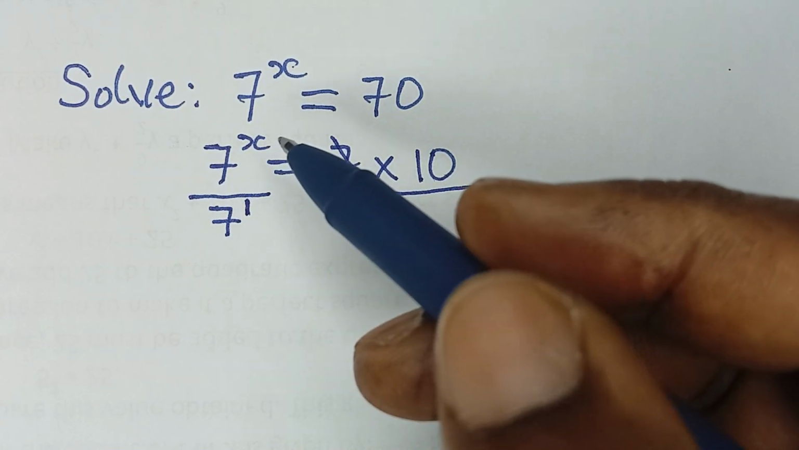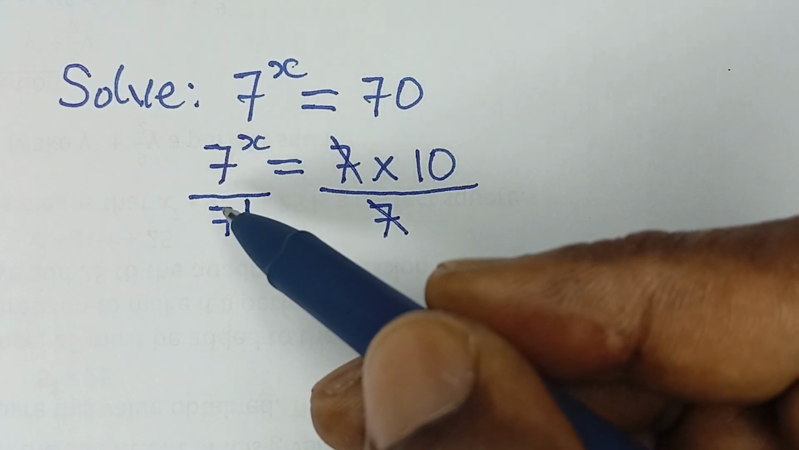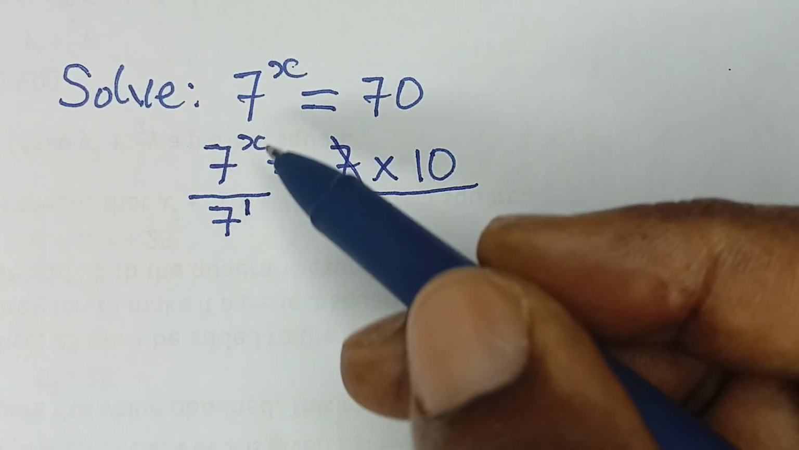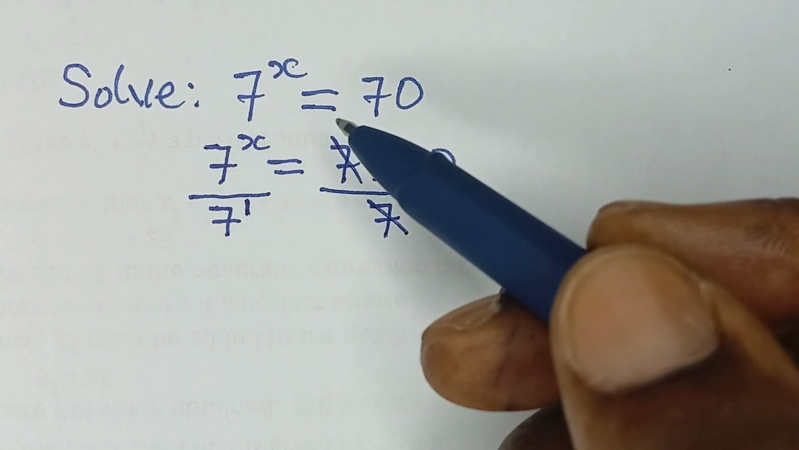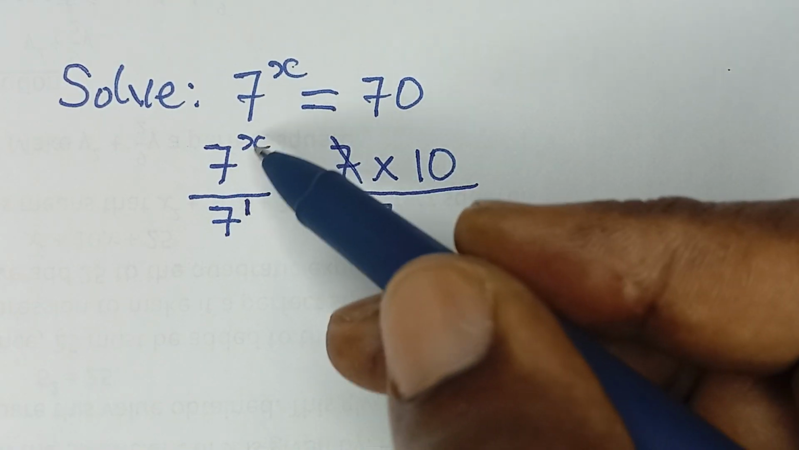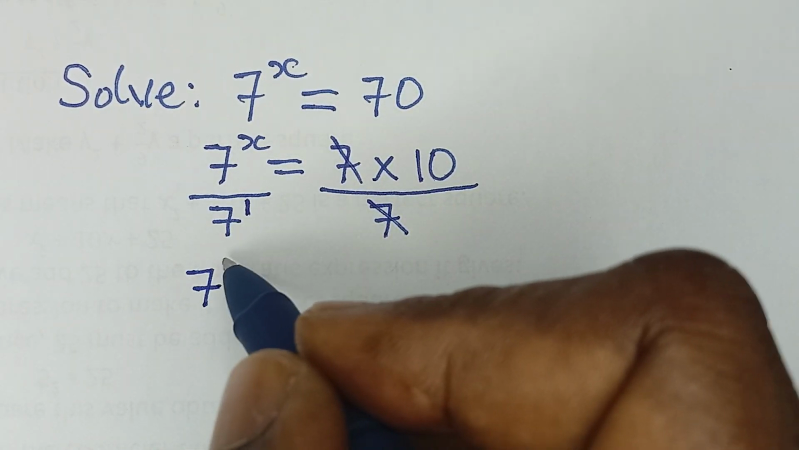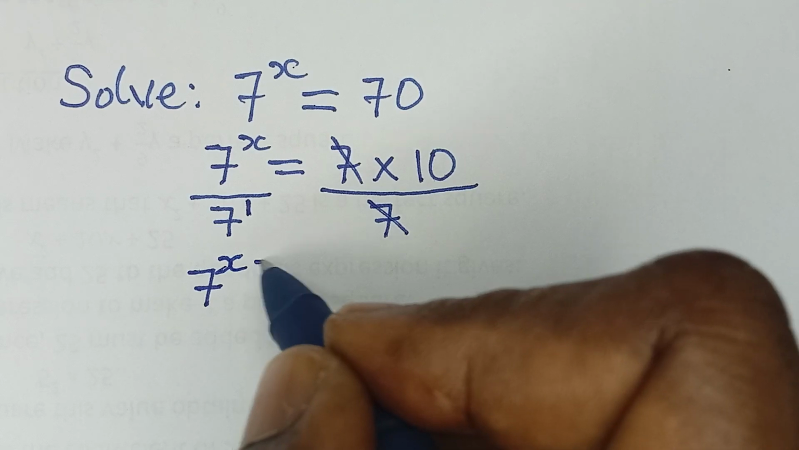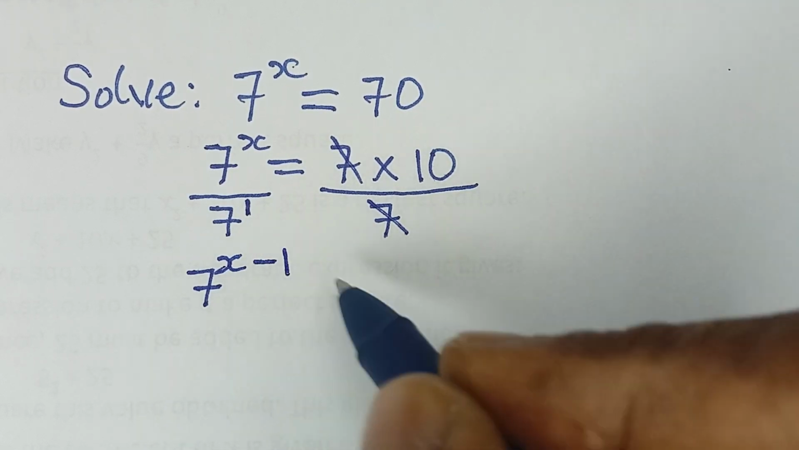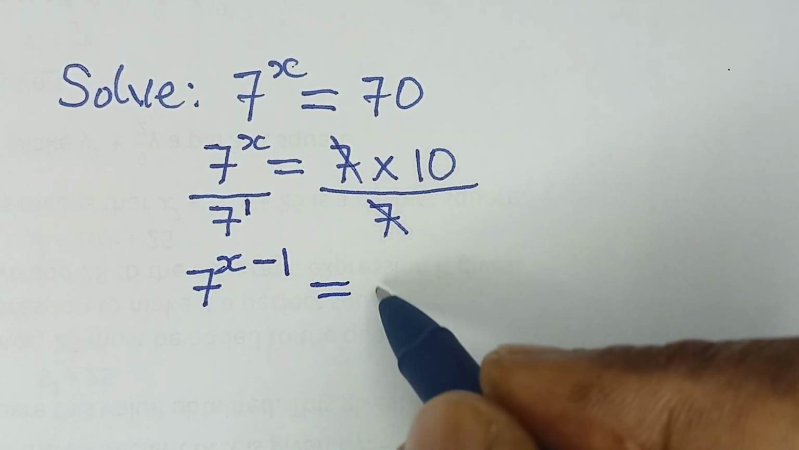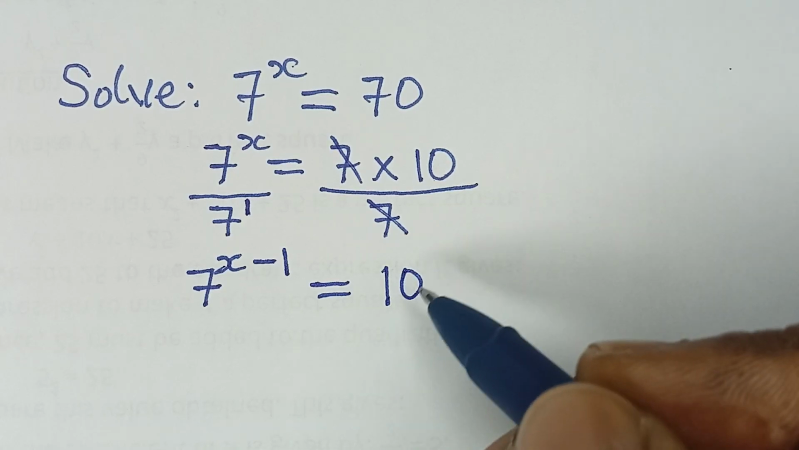Don't forget that according to the law of indices, when you have the same base numbers dividing each other, what you simply need to do is to subtract their powers. So I can now write this as 7 raised to the power x minus 1, and that will be equal to 10 that is left on the right hand side.